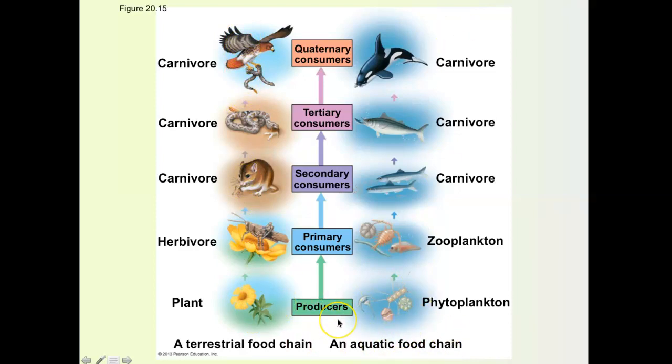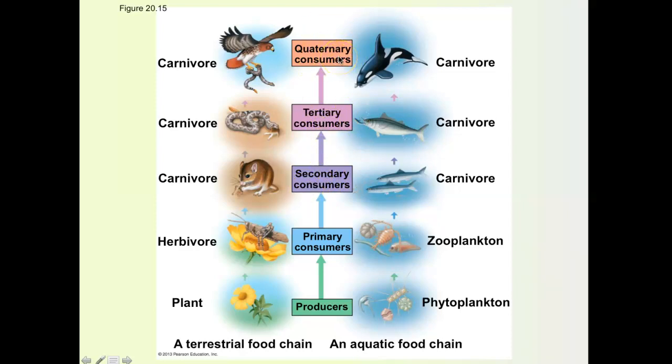Producers are photosynthetic, right? They're going to be the plants and they're going to be phytoplankton. The primary consumers are going to eat your producers, so they're considered herbivores because they're going to eat plant matter. So these will be zooplankton in the water, or maybe an insect. Then our secondary consumers will eat the primary consumers. So we could have a mouse eating an insect. We have larger fish eating the zooplankton. Then we have tertiary consumers that consume our secondary consumers, and then we have our quaternary consumers.